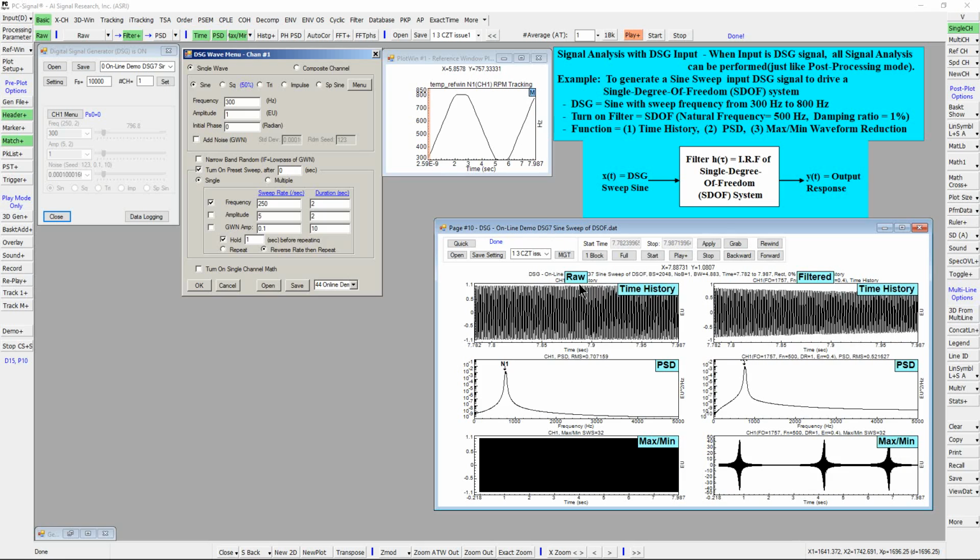The plot on the left side is the input DSG sine sweep signal, and the plot on the right is the output signal of the single degree of freedom system. The effect of sine sweep excitation sweeping in and out of the 500 Hz natural frequency can be clearly shown in the max/min waveform reduction.